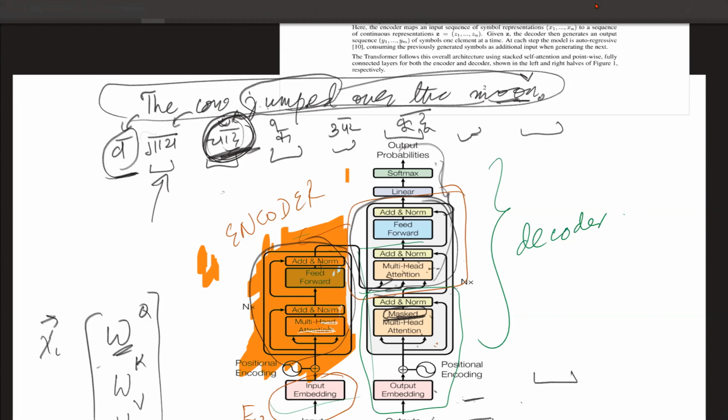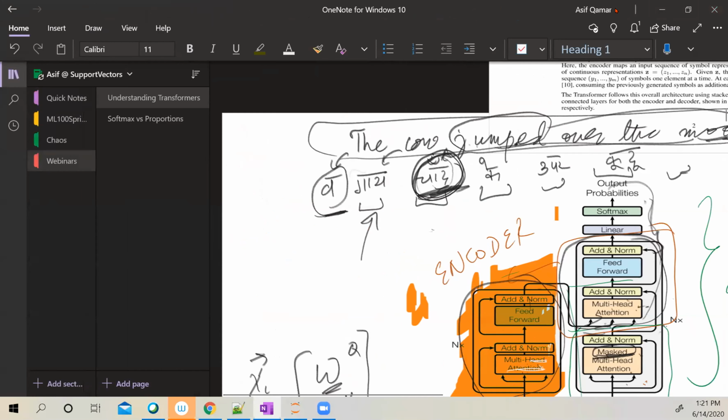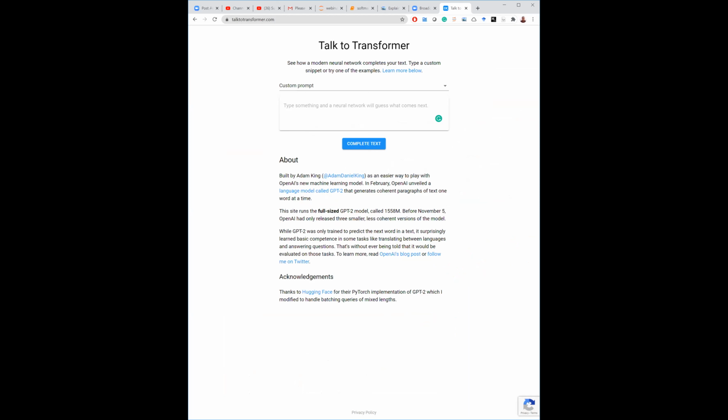Just one second. How do I get to that? One second. Share. New share. And what do I want to share now? Talk to Transformer. So are you guys seeing my browser now? Yes. Well, let us try that.